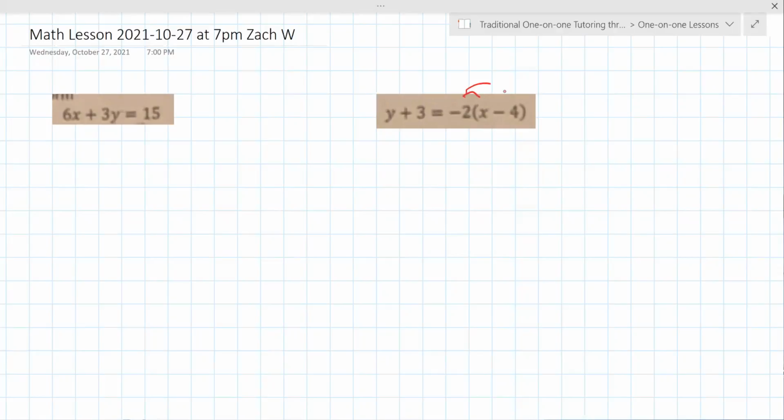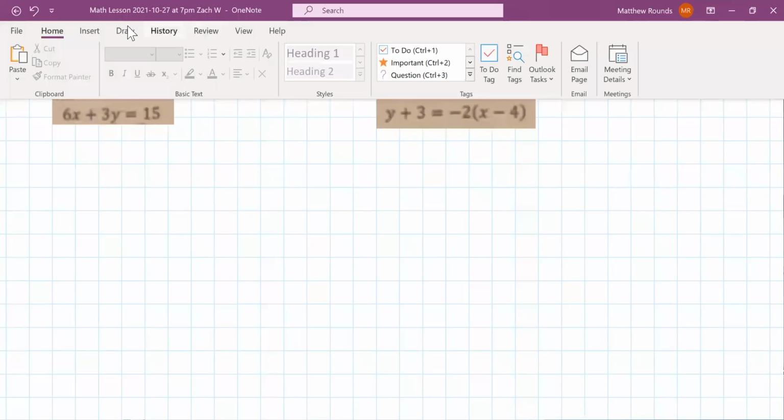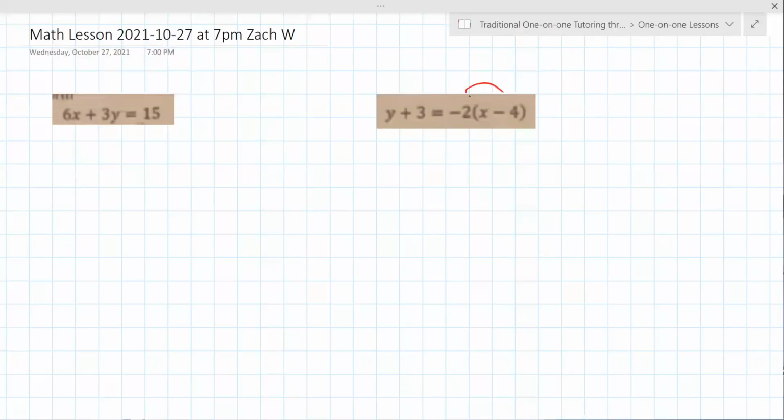You have to distribute first. Let's go back to black on this. You can distribute this -2 to both, so you'd have y plus 3 equals minus 2x plus 8. Then you have to get the 2x and the y in the same spot. So you'd bring over negative 2x, which becomes positive. So 2x plus y, subtract 3 from both, then it's 8 minus 3, just 2x plus y equals 5.